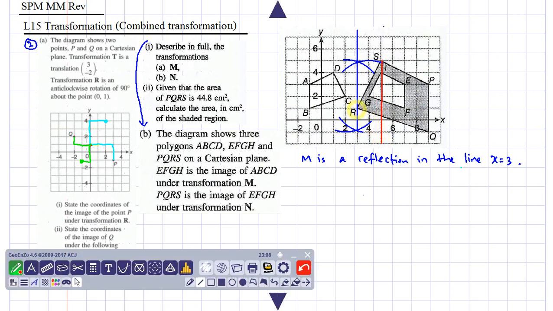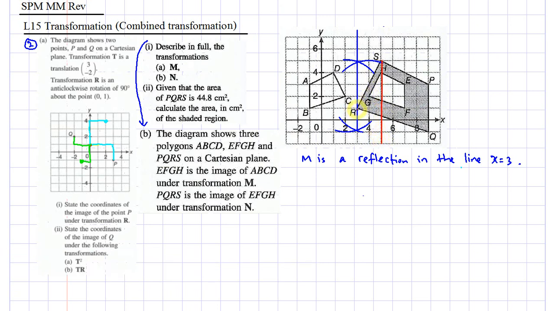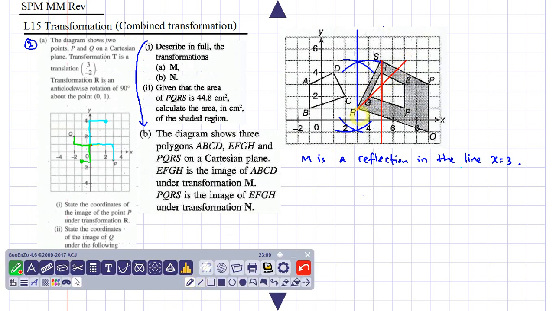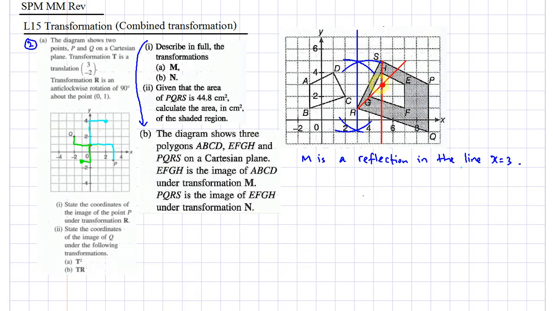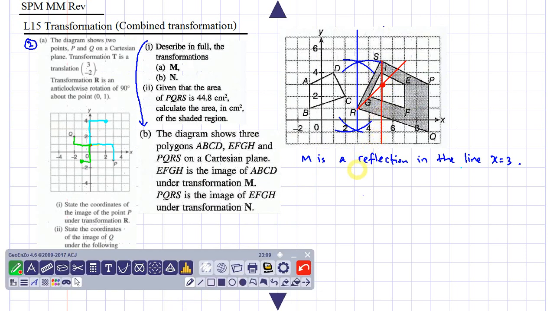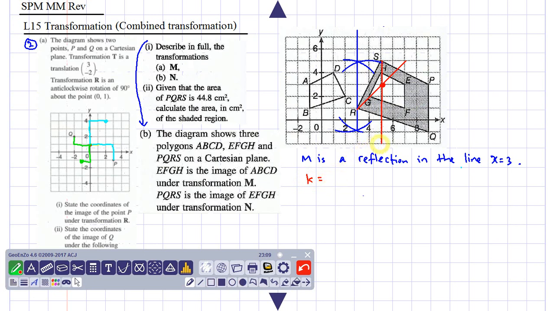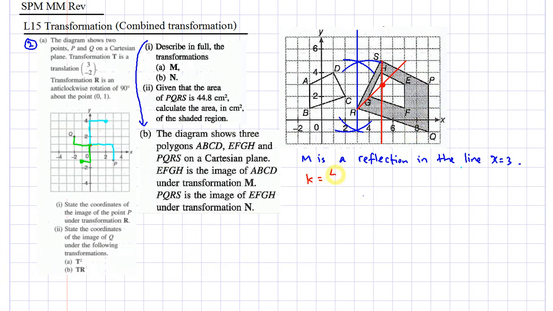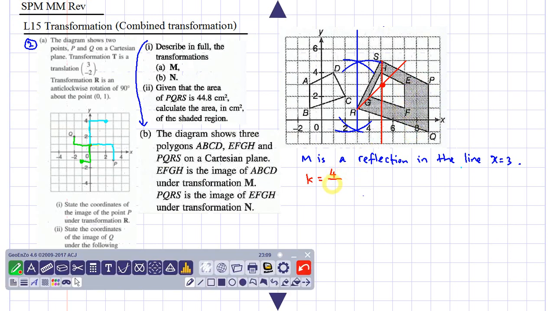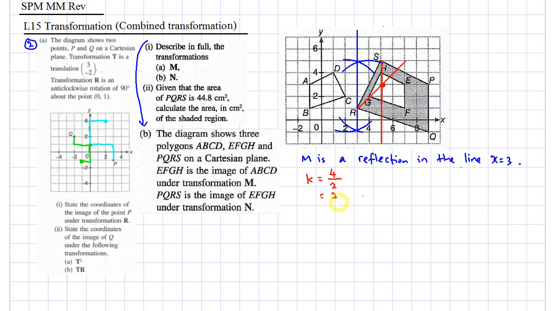One pair is not enough. Another pair, okay, R and G. The intersection will be the center of enlargement. Now we need to calculate the scale factor k. Always remember image on the top. So PQRS is the image. Normally we choose the horizontal line or vertical line. 1, 2, 3, 4. Okay, 4 is to 2. The scale factor is 2.